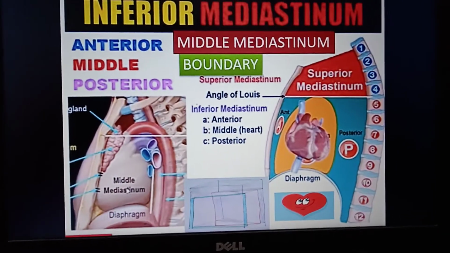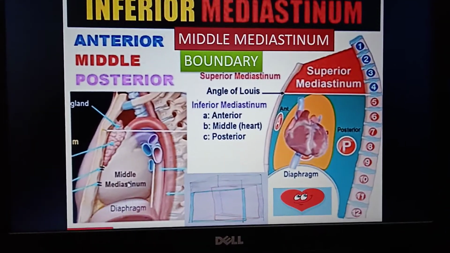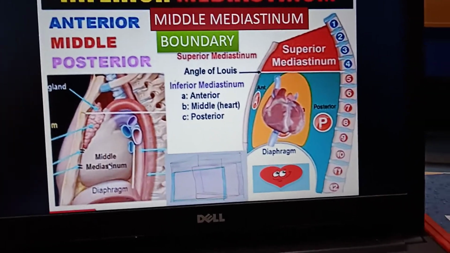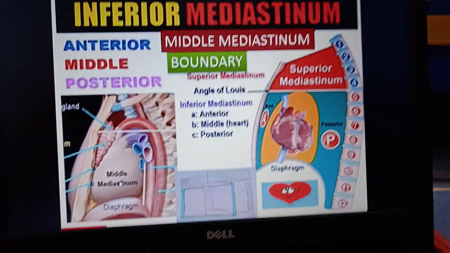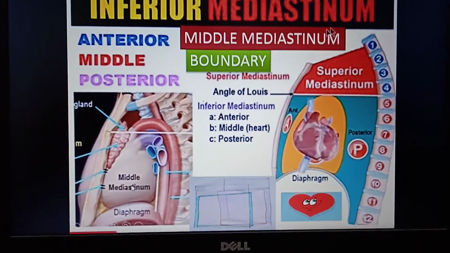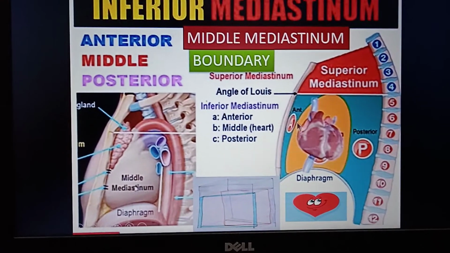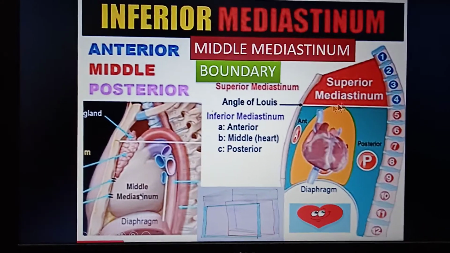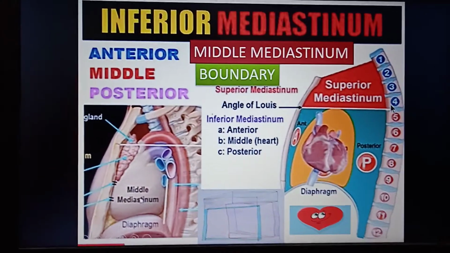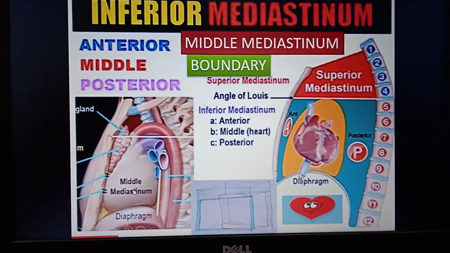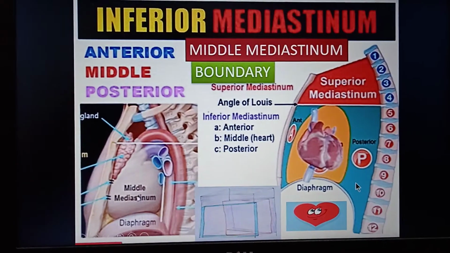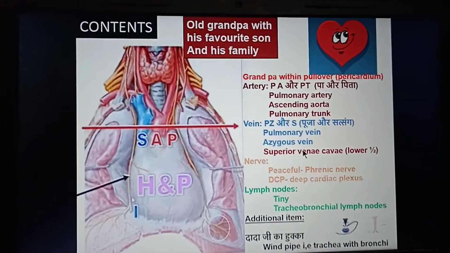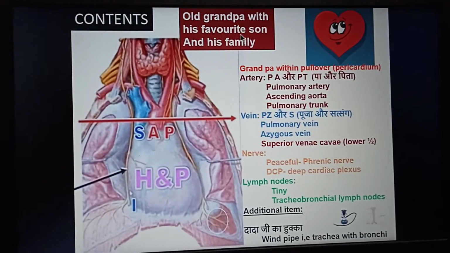Now coming to the middle mediastinum, where the grandpa, that is the heart, resides with his very favorite son. Okay. So what are the boundaries? Anteriorly there is the anterior mediastinum. Posteriorly there is the posterior mediastinum. Superiorly the imaginary plane crossing the angle of Lewis up to the T4 vertebra. Inferiorly the diaphragm, and both sides mediastinal pleura. These are the boundaries of the middle mediastinum, where the old grandpa lives with his favorite son and his family.